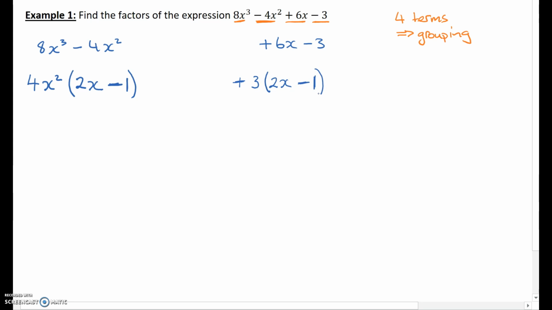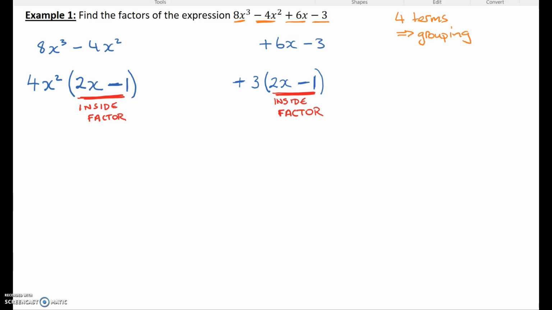Now, check that these 2 parentheses are the same as each other. Okay? In this case they are. Those are your inside factors. If they are not the same, then this is not going to work. Okay? These have to be the same as one another. In this case, we're lucky because they are the same as one another, and that means we can write them out once again. Now, I know they appear twice here, but we're going to write them out just once, one single time, 2x minus 1.